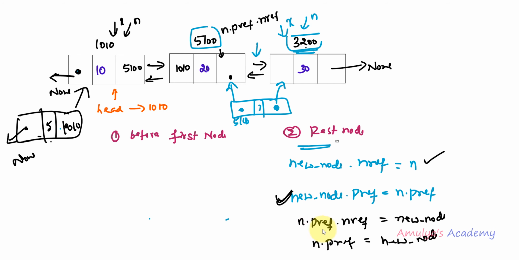Next, if I take n.pref.nref: n is this, n.pref is none, and none.nref will give an error. So we don't need this statement while inserting the new node before the first node. Next statement is n.pref equal to new node. So n is this, pref is this, the new node, so it will store the link of the new node. It will point here. If it is 511, it will store that. If you are inserting the new node before the first node, this statement is not required.